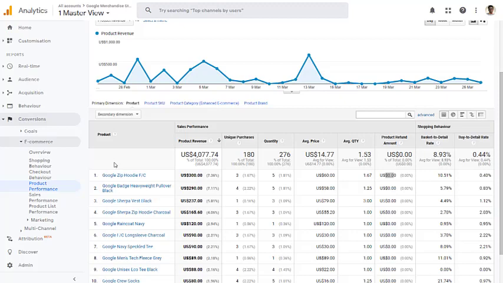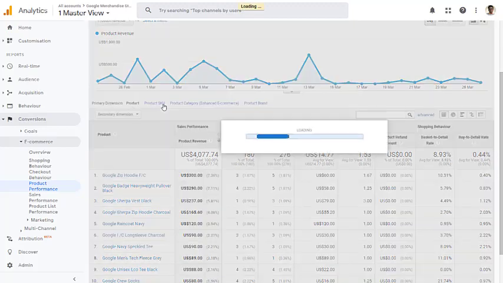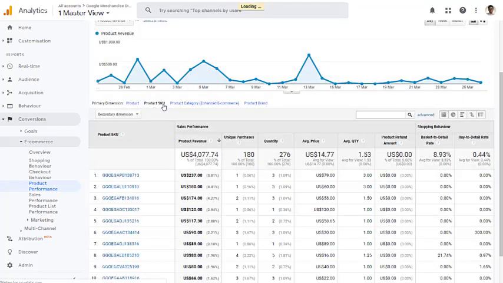Now I can download this report and upload it in some other software, maybe a CRM. So how do I get the product SKU data? Under the primary dimension, there is a product SKU. If I click on product SKU, I see the product IDs instead of product names. These are my SKUs.